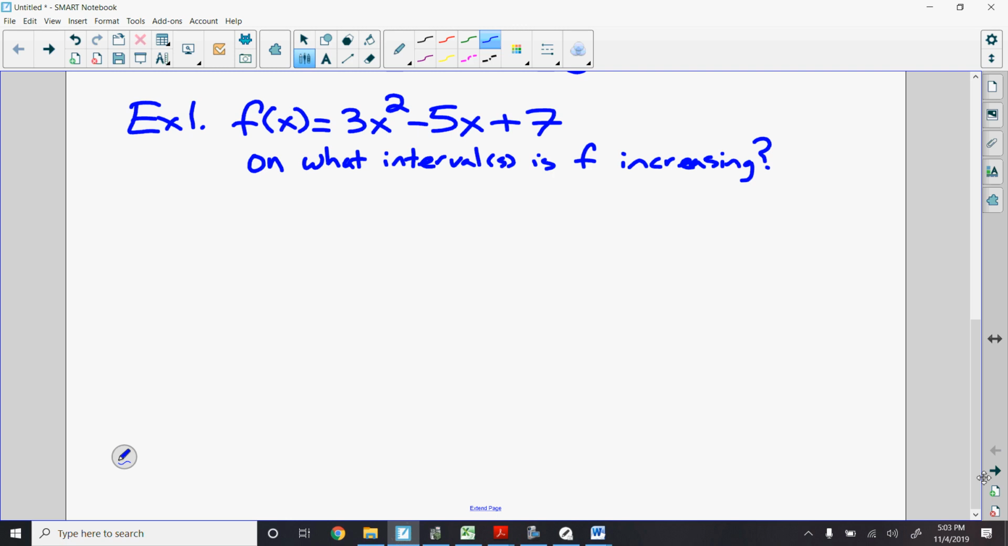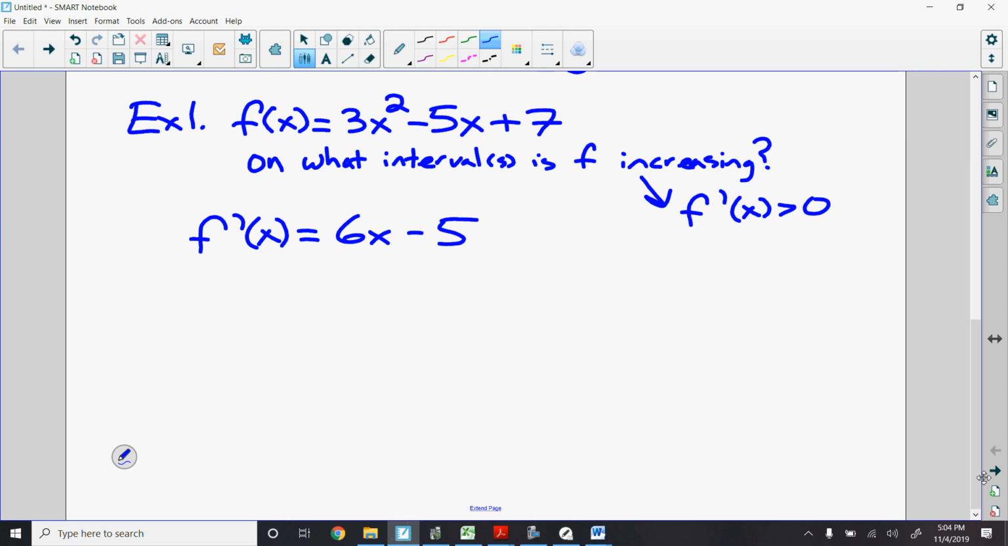Just like with the PVA stuff, knowing your definitions helps you start. What do I do with this problem? What I need to do is figure out when f prime is greater than 0. I don't have f prime of x, so that's what I have to find first. So I'm going to go ahead and find f prime of x first. It's a simple derivative to find.